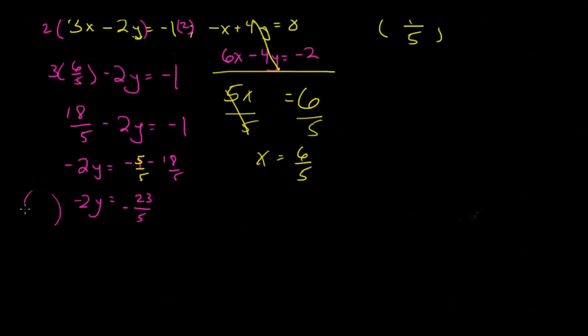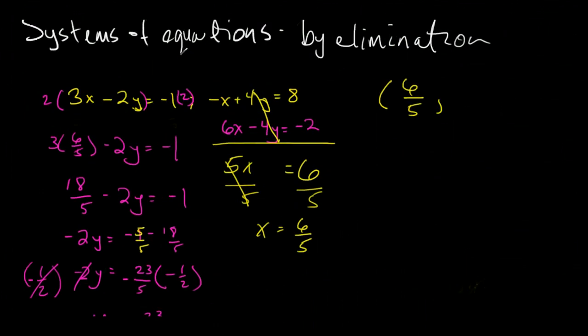I can multiply both sides by negative 1/2, and then on this side I'm left with just a y, and that's equal to, negative times negative is a positive, 23 over 10. So in this case, y is 23 over 10.